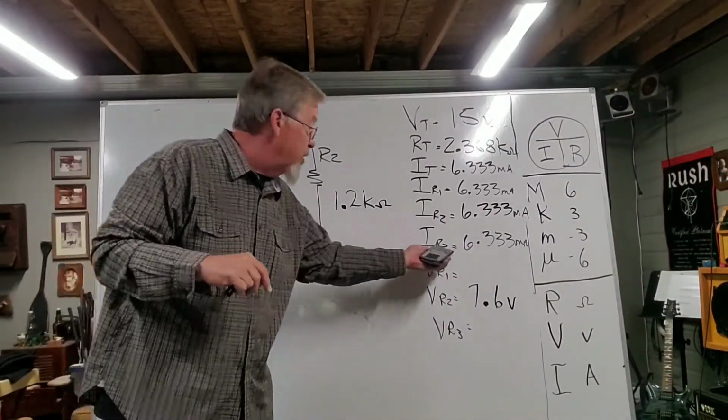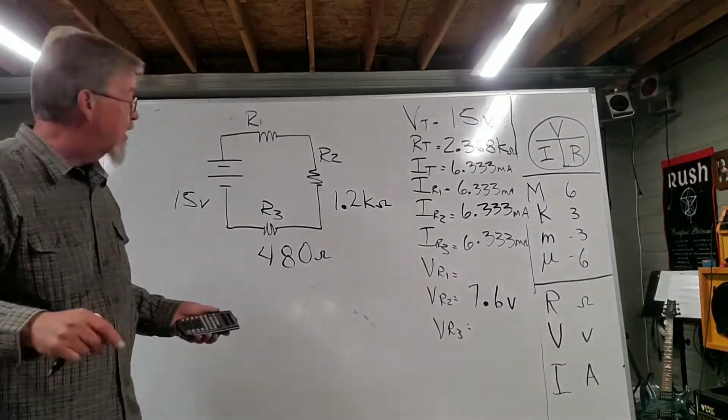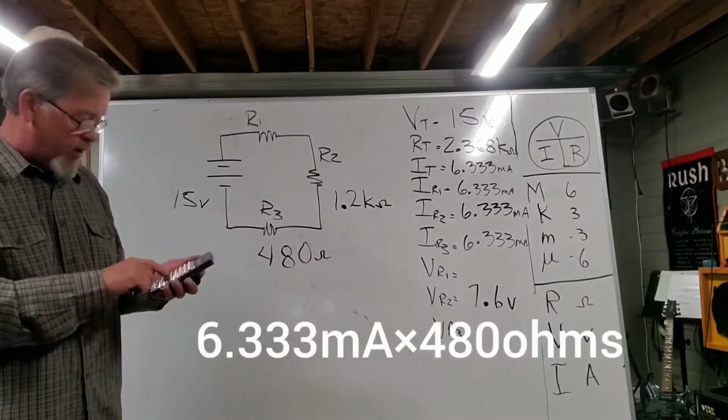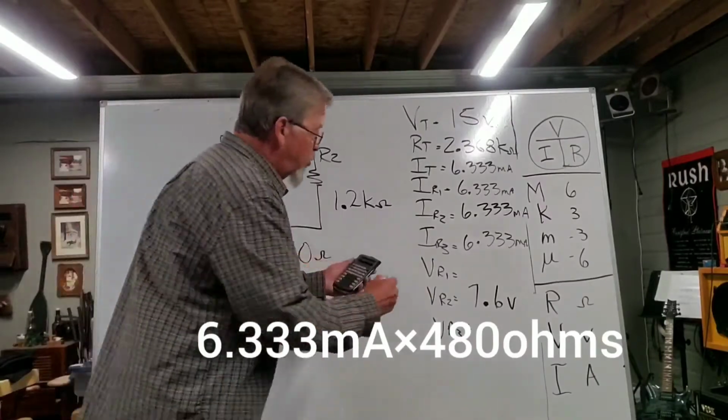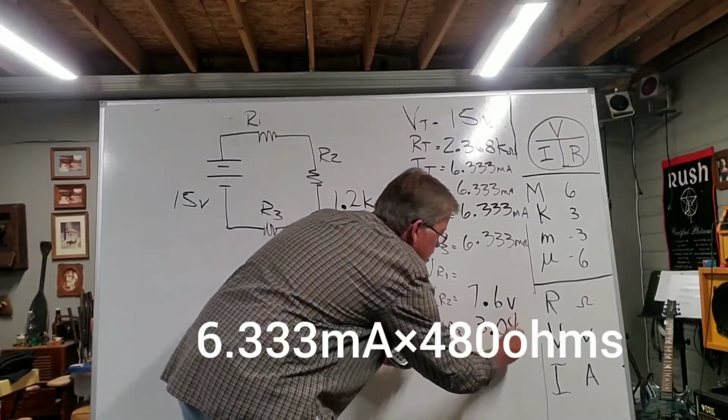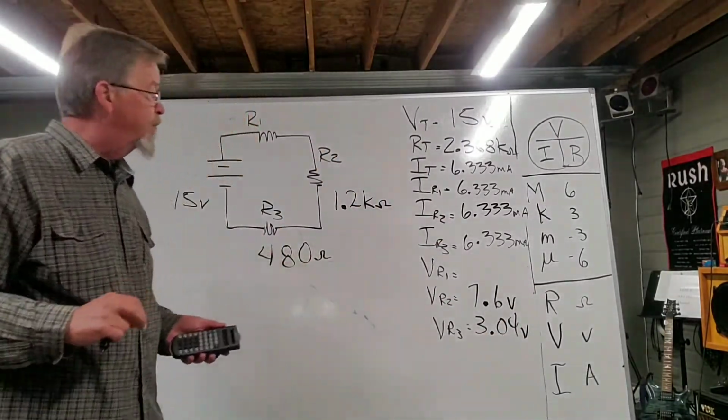Let's see, I got the current for number 3. I got the resistance for number 3. Current and resistance, I can find the voltage for number 3. So let's take that current, multiply it times the resistance for number 3. That gives me 3.04 volts. 3.04 volts.